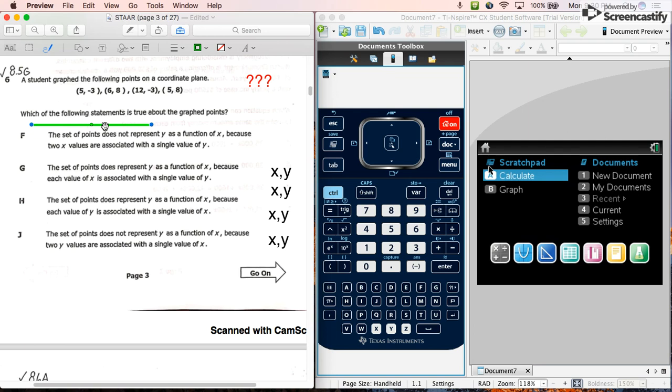Okay, so moving along, we're on problem number 6. Okay, let's go ahead and knock this one out. It says a student graphed the following points on a coordinate plane. Which of the following statements is true about the graphed points?